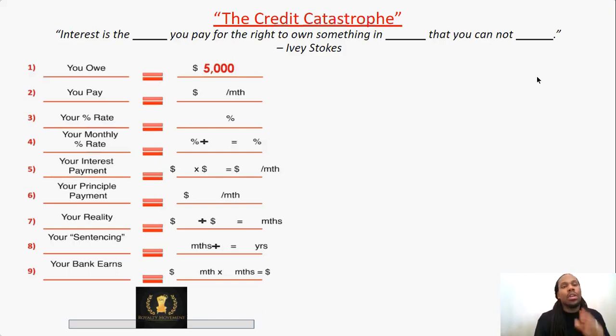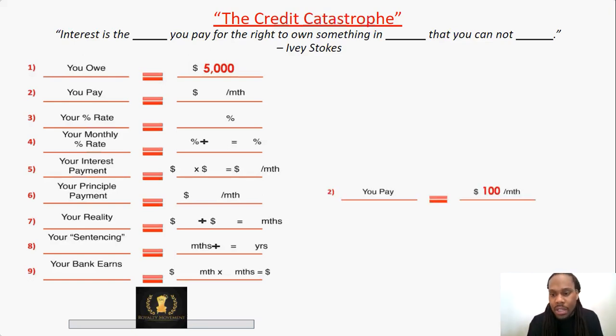Now, in this example, this person owes $5,000 on their credit card. So $5,000 is kind of a normal number that people may have on their credit card, but we want to show you the potency of credit cards based on how they're calculated. So number one, you see where it says you owe, and that person owes $5,000.